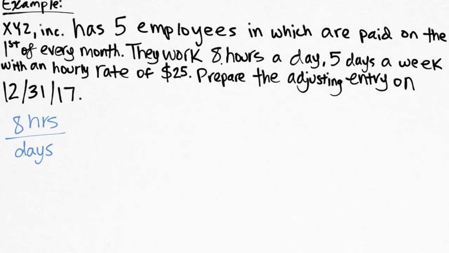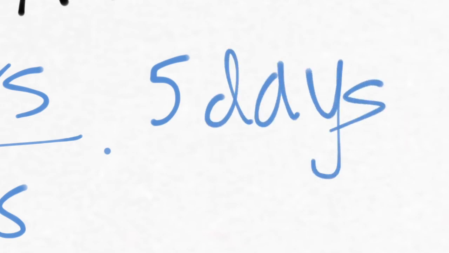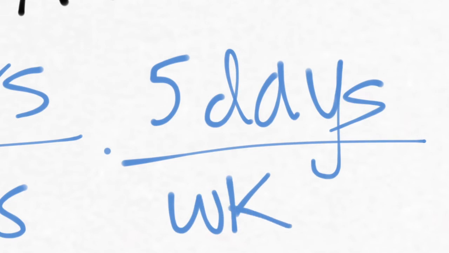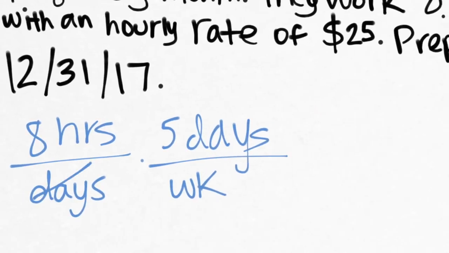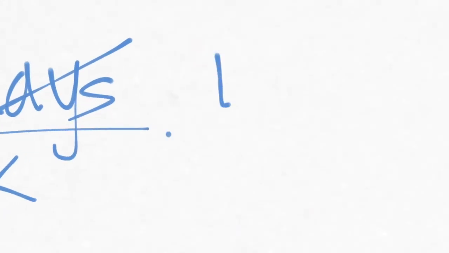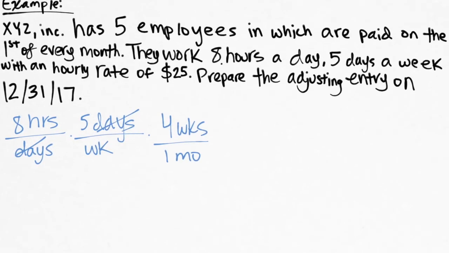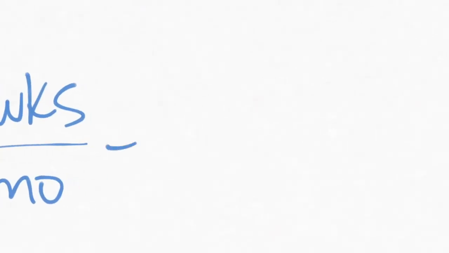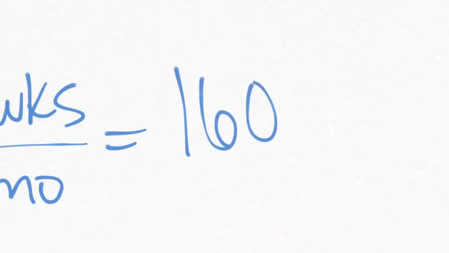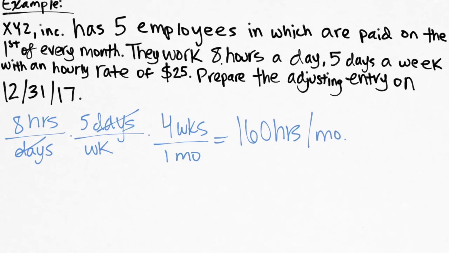So we know that workers work 8 hours a day. They also work 5 days a week. So I'm going to signify that here. So the days will cancel out. Next, we also know there are 4 weeks in 1 month. So I'm going to write that up here. 4 weeks, 1 month. And when you multiply this across, you get 160 hours per month. And remember, this is just for one employee.